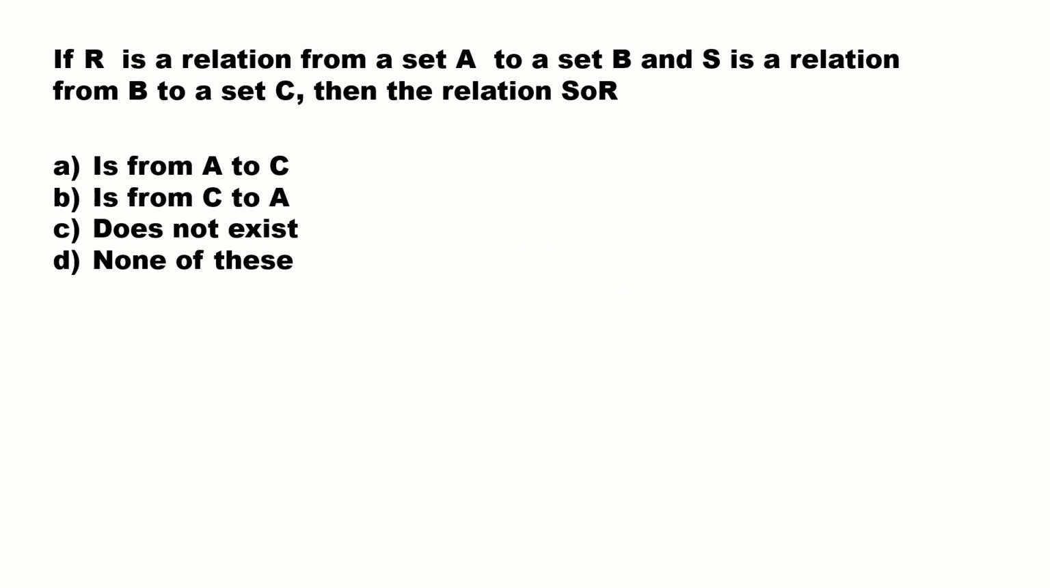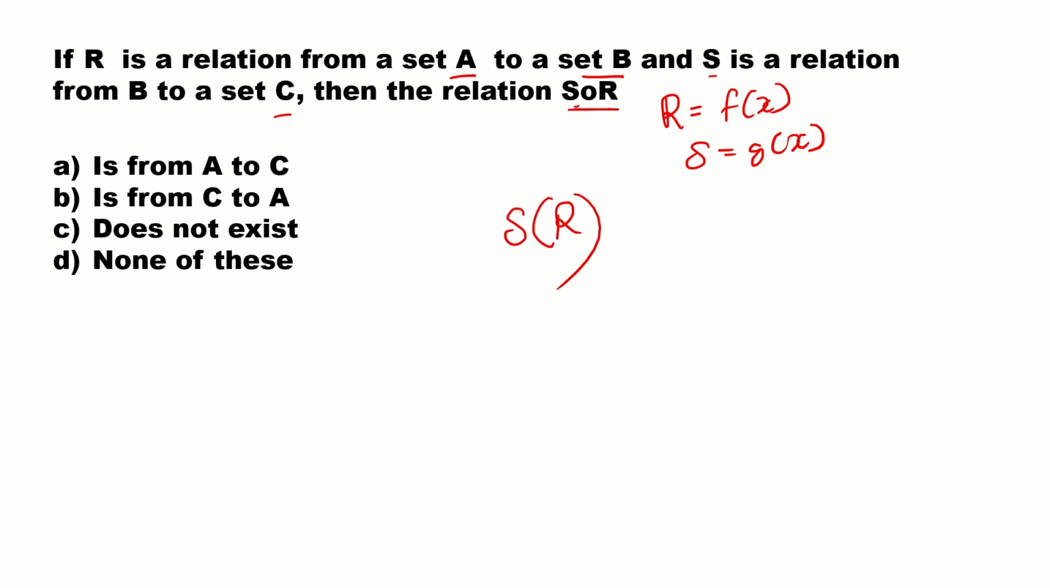If R is a relation from a set A to a set B and S is a relation from set B to set C, then the relation SOR is from A to C, C to A, does not exist, or none of these. So we need to find the domain and codomain of the relation SOR. SOR is basically S of R. Like, if R is f of x and S is g of x, then SOR would be g of f of x.